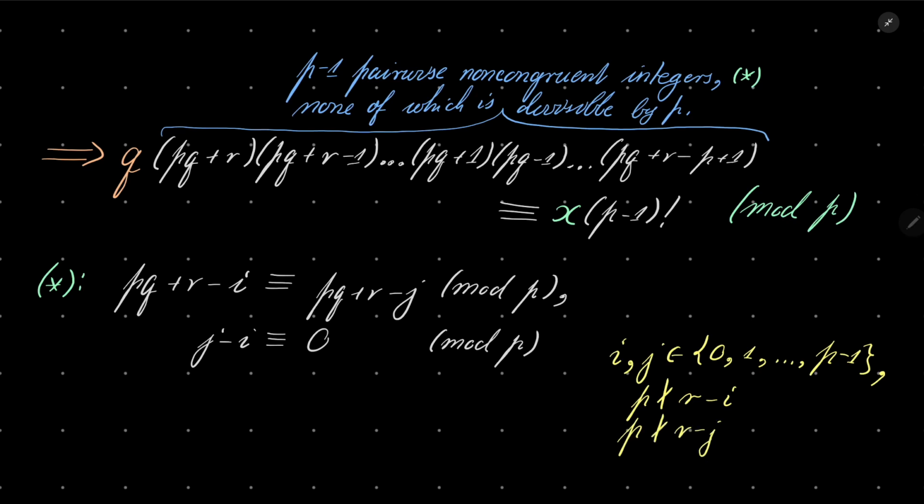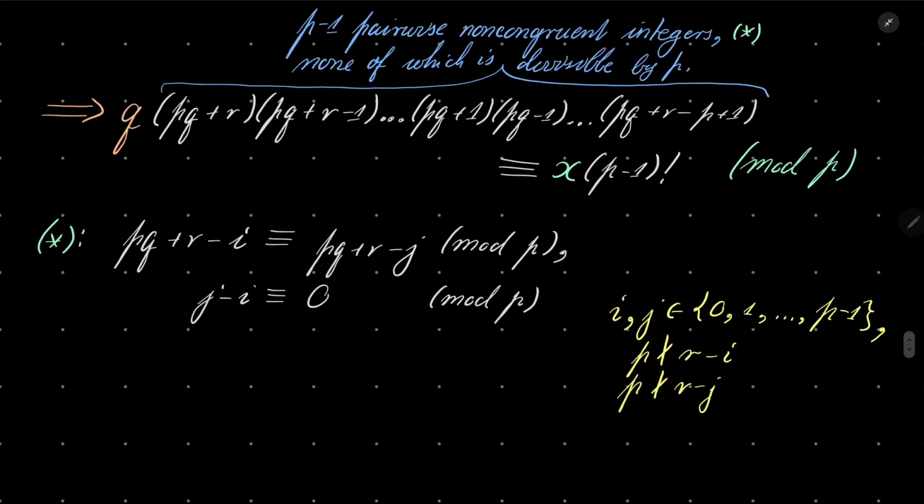But now notice that we are taking some number from this list and subtracting some other number from this list. So this difference is strictly between minus p and p. And the only number between minus p and p which is divisible by p is 0. So, in fact, i must be equal to j. So no two different numbers can be congruent. If they are congruent, they must be equal. Okay, so that was the justification of this asterisk condition.